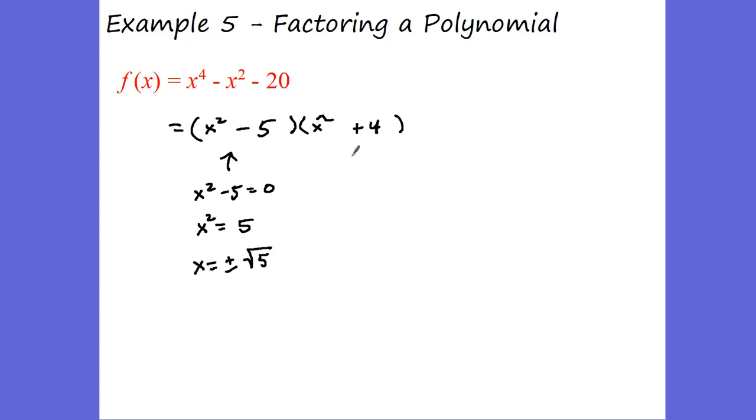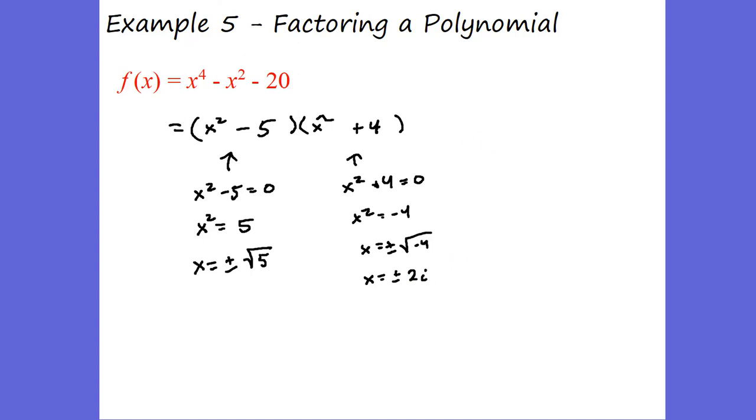We set this bad boy equal to 0. X squared plus 4 equals 0. We got x squared equals negative 4. X is equal to plus or minus square root of negative 4. X is equal to plus or minus 2i. And there are all my factors there.